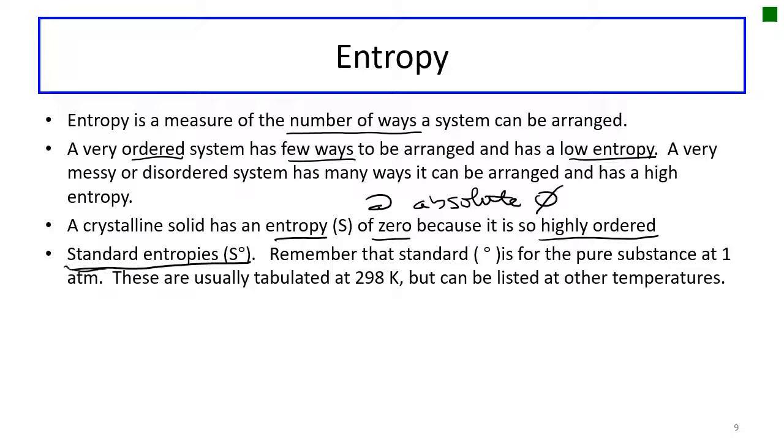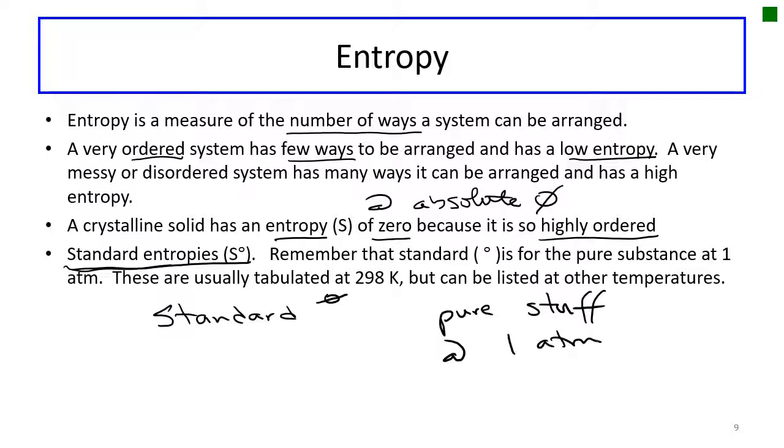Entropies are tabulated. We call them standard entropies. Standard here is this little 0 that we have, and standard simply means pure substance, whatever it might be, at 1 atm or 1 molar. And these are tabulated as a function of temperature, so there's no temperature implied. Standard does not mean any particular temperature, which is why when you look at your tables, they always state the temperature. Most of these we're going to find are standard entropies at 298 kelvins. This is in an appendix at the back of your text.